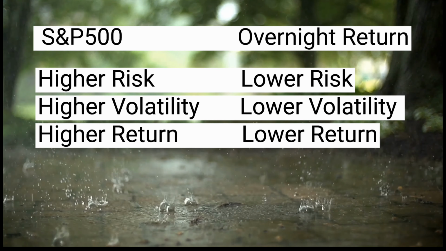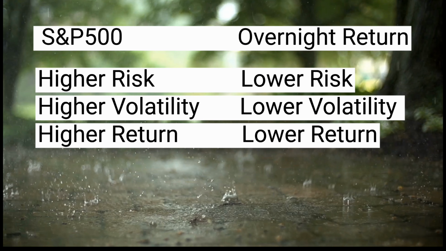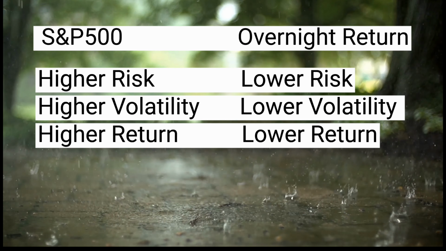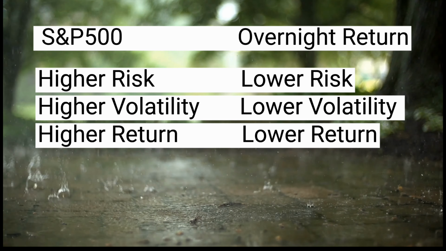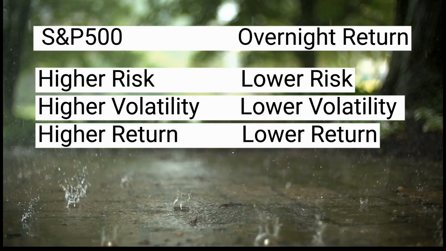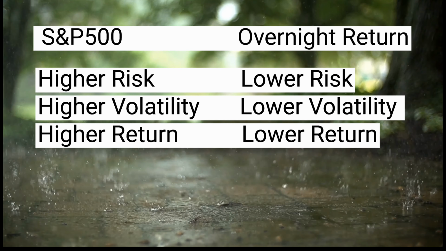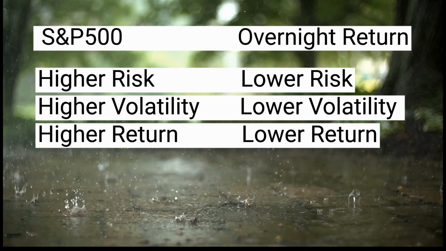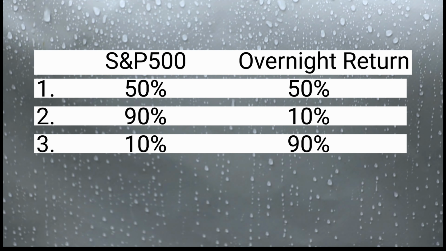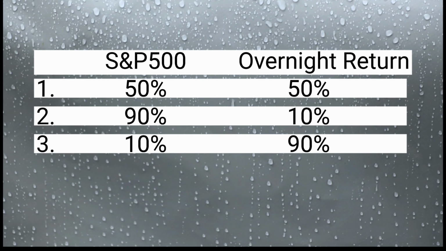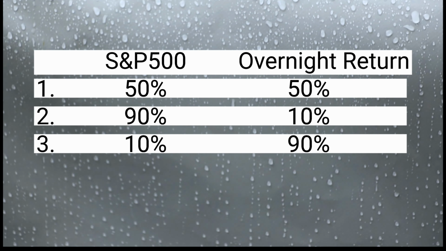And I've chosen these two because they're quite different. The S&P 500 is higher risk, higher volatility, higher return, whereas the overnight return is lower risk, lower volatility, and a lower return. Now, we don't have to invest in either one or the other. We can invest in both at the same time. So we'll look at three different scenarios. In the first one, we'll split our pension money 50-50, half of it in the S&P 500 and half of it in the overnight return. Then we'll put 90% in the S&P, and in the final scenario, we'll put 90% in the overnight return.